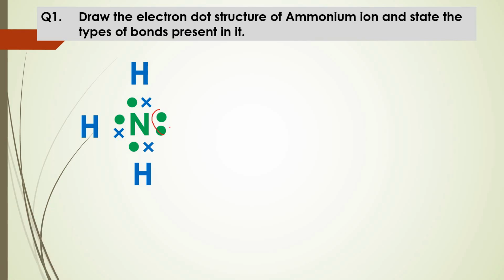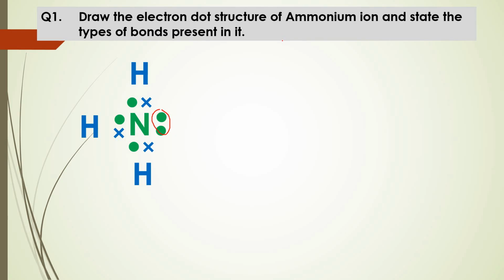These 2 electrons, since they do not take part in bond formation, are called lone pair of electrons. Is that clear? So if you are asked to draw the structure of ammonia, then you have to draw this structure showing the lone pair also. Is that clear?